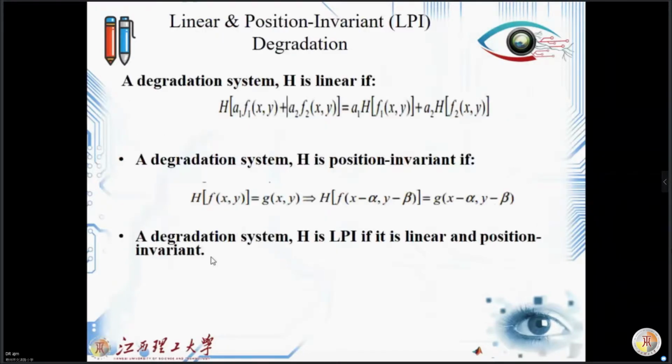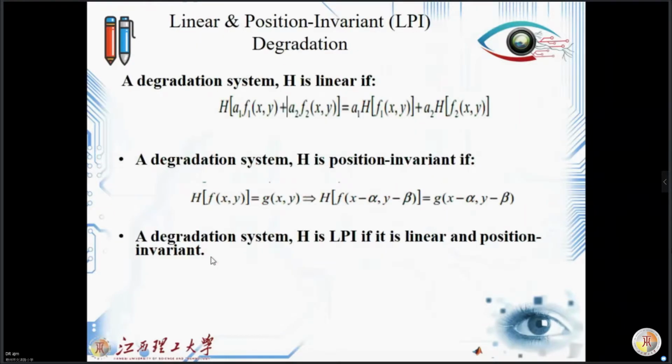And in that, we need the linear and position invariant degradation. A degradation system H is linear, as we show here, and H is position invariant if H of f(x, y) equals g(x, y), and then with that you have the alpha and beta, which will be decremented from the x and y. Then in the j also you have the decrement from these two terms. The degradation system H is LPI, or linear position invariant, if it's linear and position invariant. This is another term that we will have.